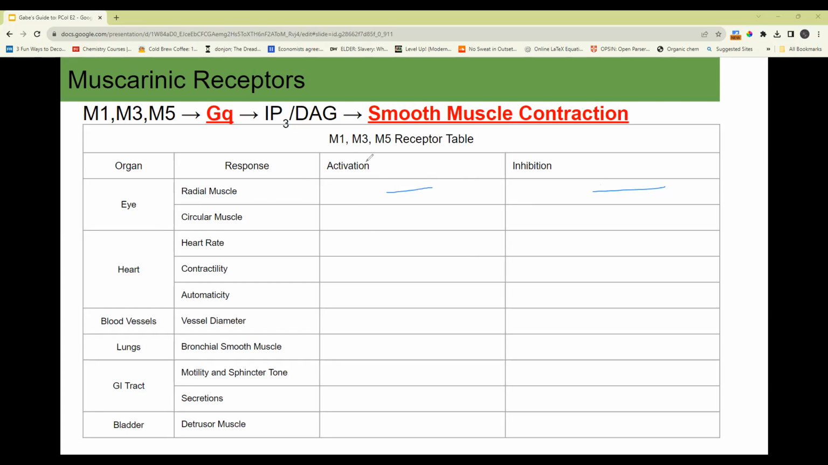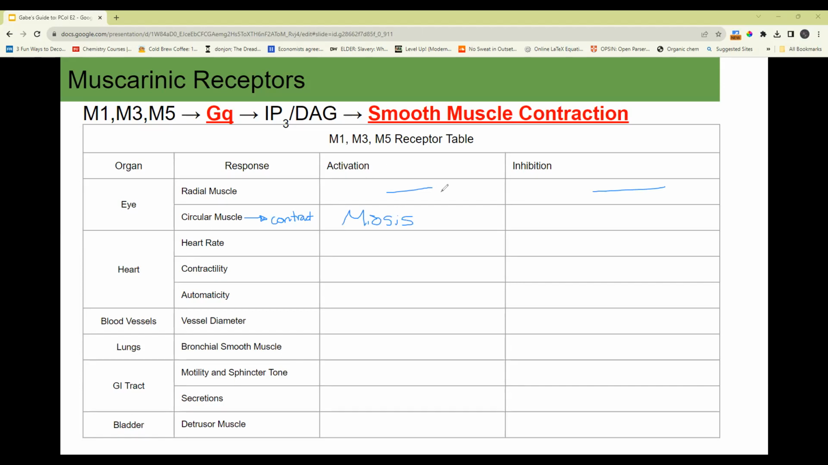So if you activate M1, 3, and 5, we're going to cause contraction, right? So activating the muscarinic receptors in the eye is going to cause what? Miosis or mydriasis? Miosis. So the only way that you can cause miosis with muscarinic receptors is through activation.